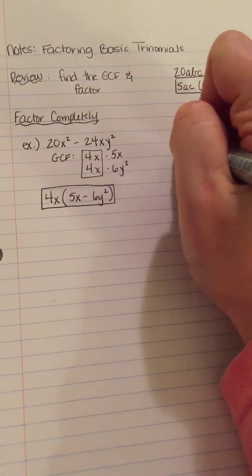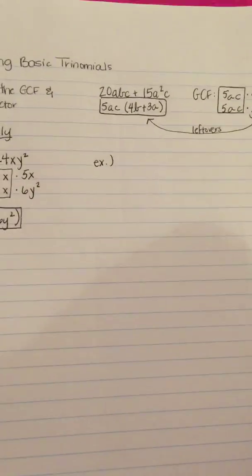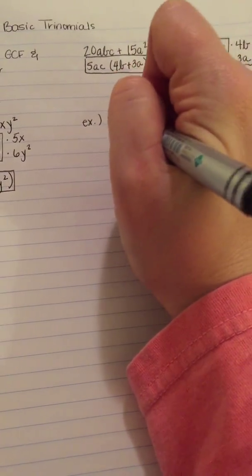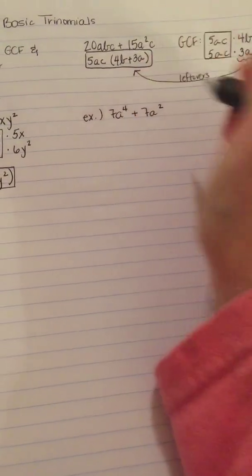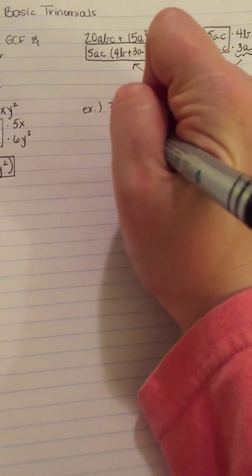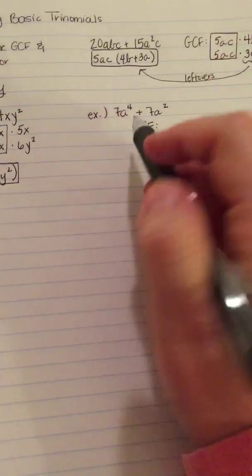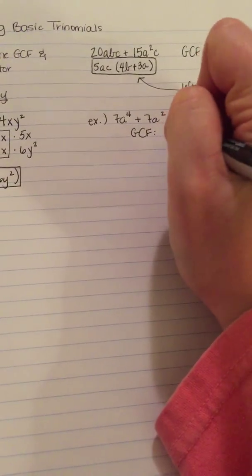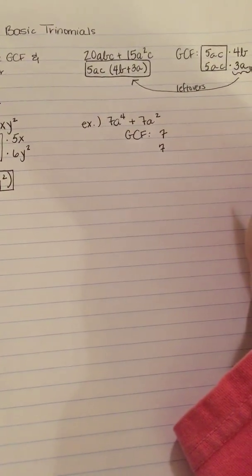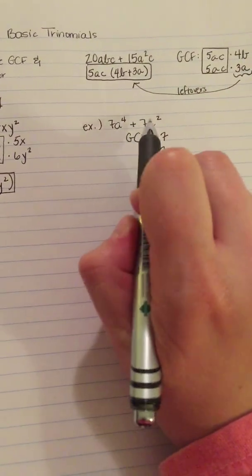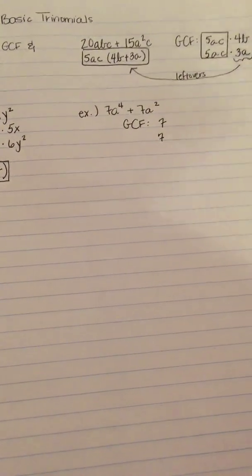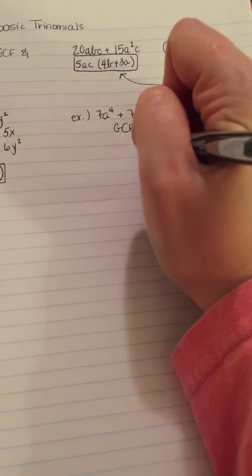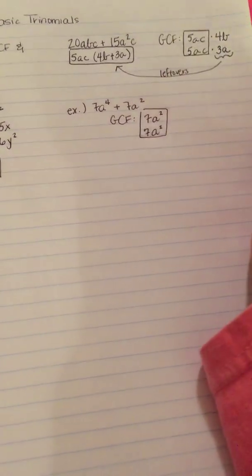Well, what if I gave you this one? What if I said 7a to the 4th plus 7a squared? Well, if I GCF numerically, what's in common between 7 and 7? Well, itself. So numerically, my GCF is 7, and then I have 4 a's and I have 2 a's. So really that means I'm canceling 2 a's out. So they share an a squared. So my GCF is 7a squared.